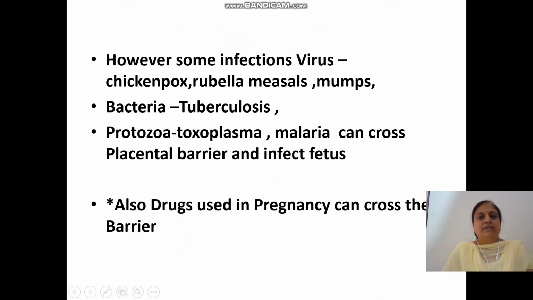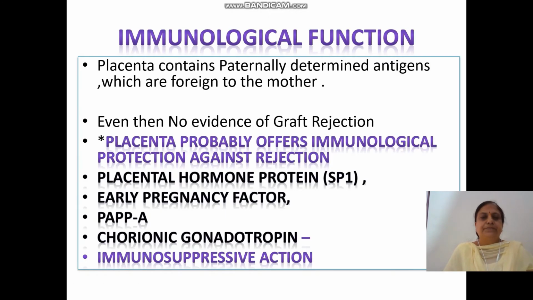Some infections like viral chickenpox, rubella, measles, mumps, bacterial infections like tuberculosis, and protozoa like toxoplasma and malaria can cross the placental barrier and thus infect the fetus. Also, some drugs taken in pregnancy can cross this placental barrier, reach the fetus, and can have adverse effects.